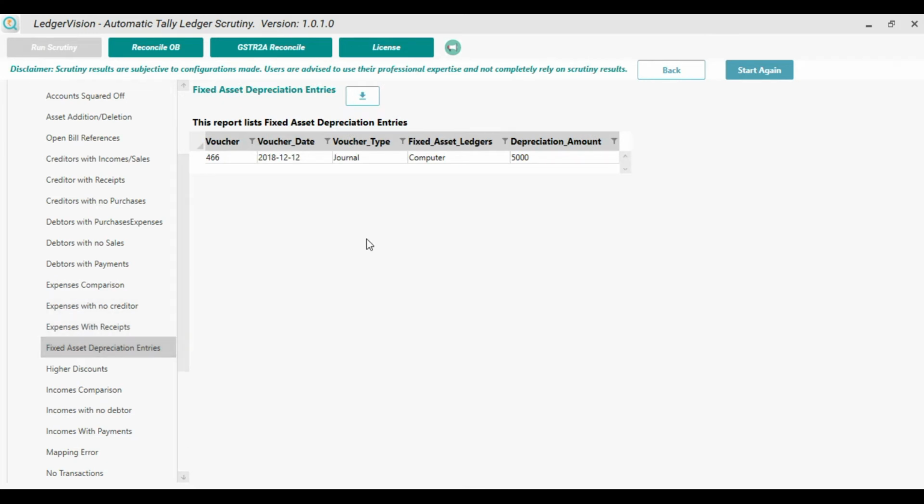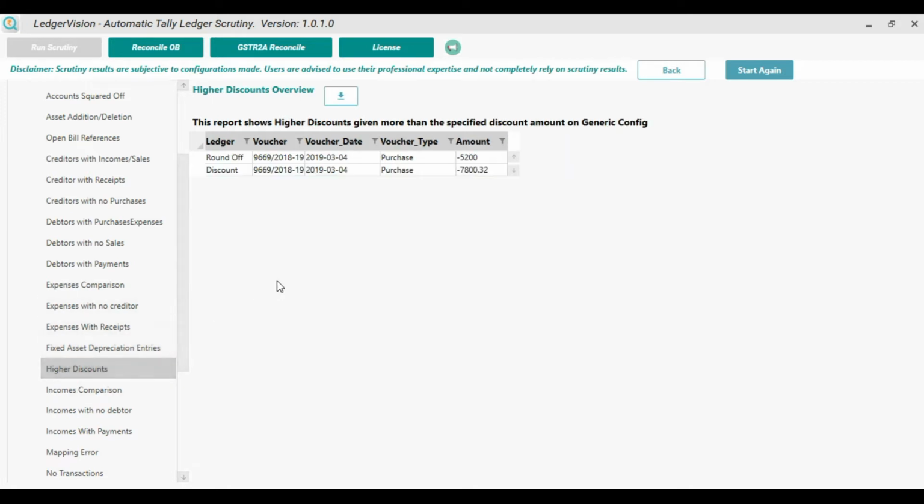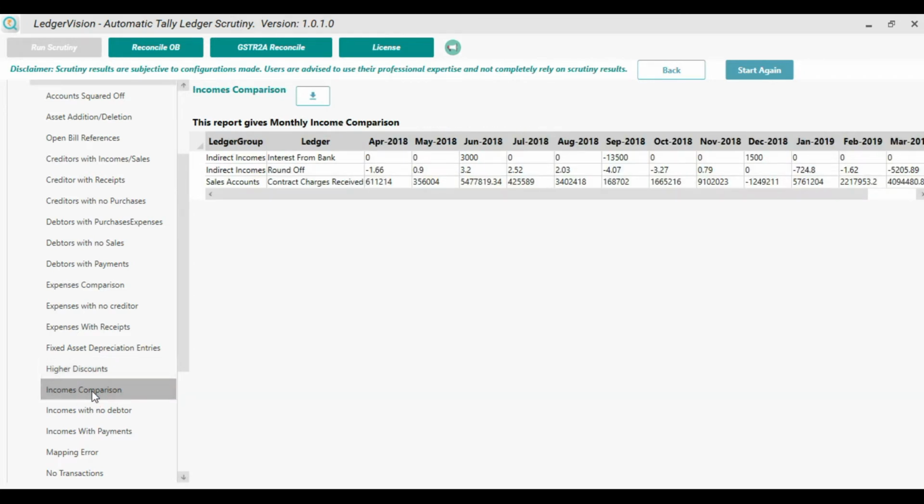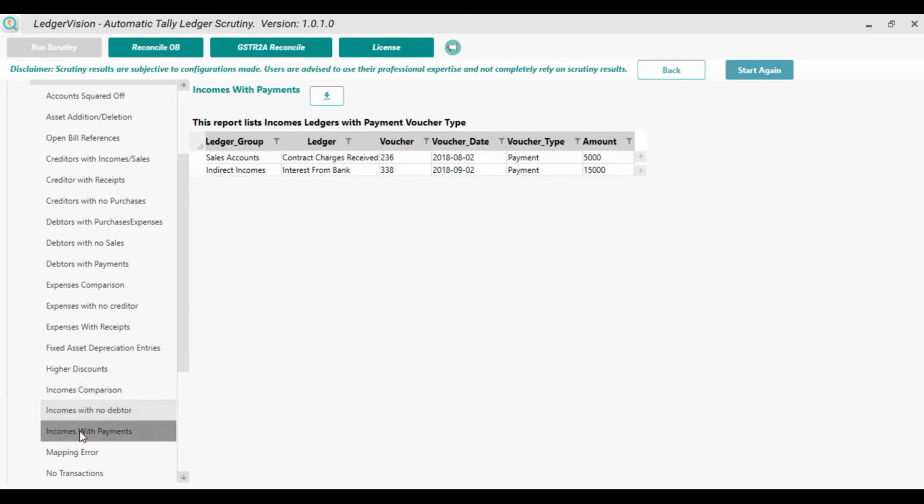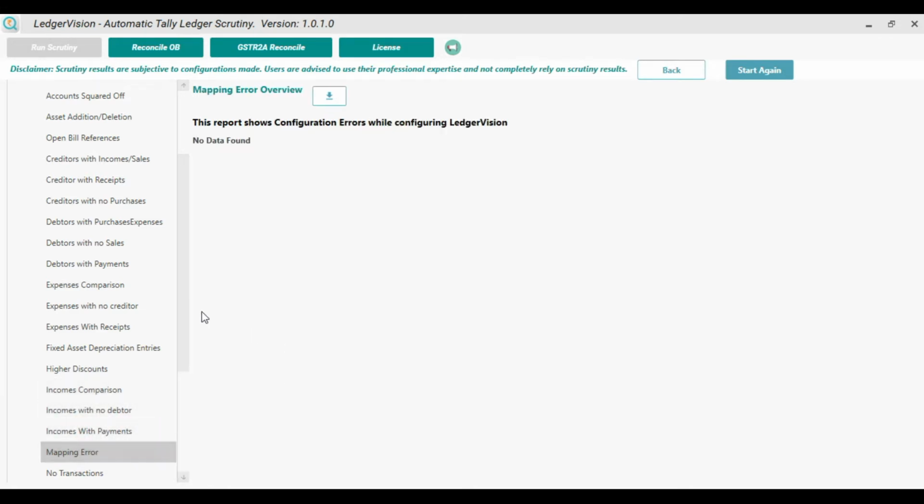This is the details. This is the list where depreciation entries are there. There is a threshold limit which you can configure at generic configuration. If at all rounding off or discount crosses the threshold limit, then that list will appear over here. Income comparison statement, income with no debtors, income with payments, mapping error.